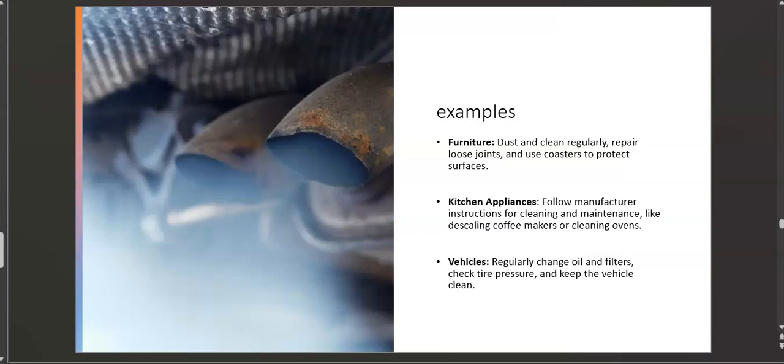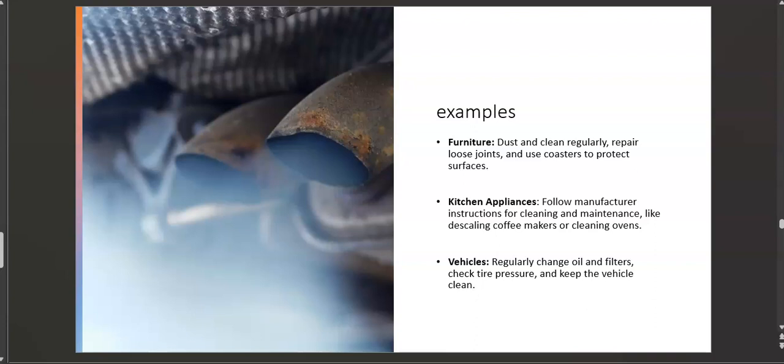We have furniture too. Dust and clean regularly, repair loose joints, and use coasters to protect surfaces. For example, at your homes, when you see your couches or your furniture is torn somewhere, tell your parent to repair it. This will help you use this furniture for a long time.